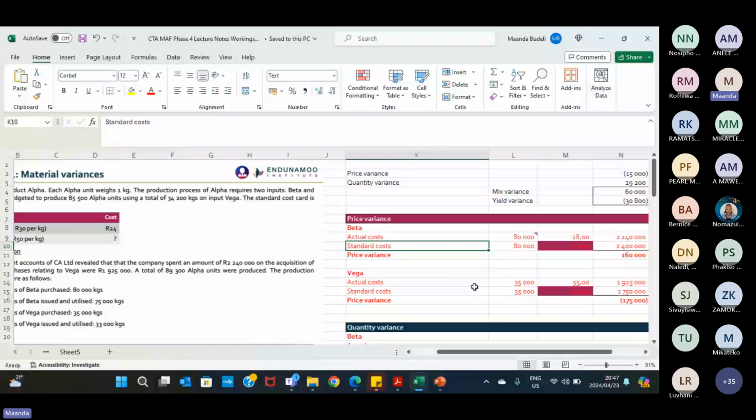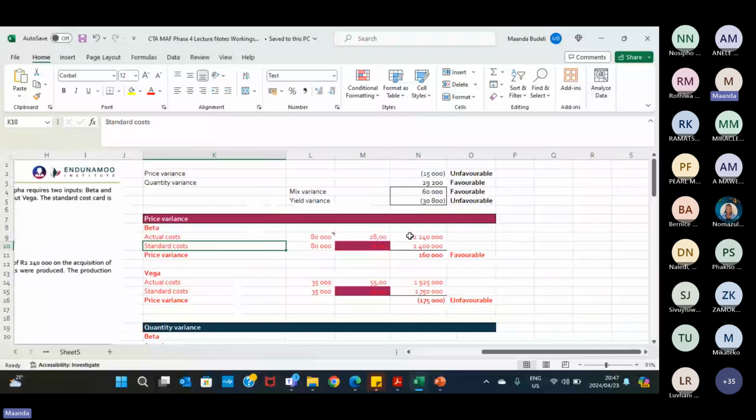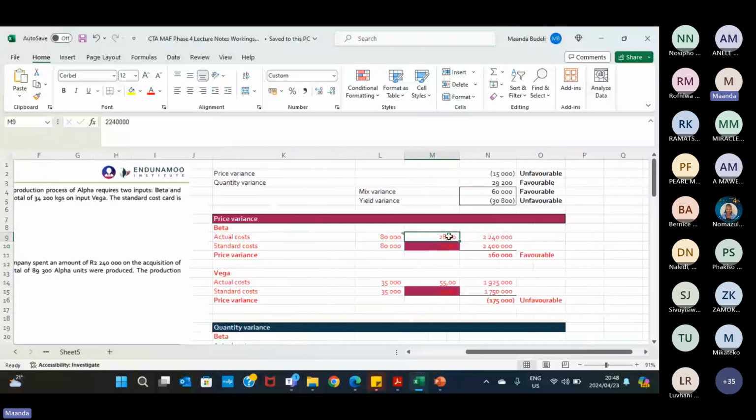I'm being told here that I'm doing beta now because I have two products. So for beta, I know I purchased it. If we go here to the actual information, the management accounts of CA Limited revealed that the company spent 2.2 million. So this is the price that I purchased. If I divide the 2.2 million by the amount of kgs, I see how much was 1 kg, which is 28 rand, which gives me the total amount that I've spent, the 2.2. So this is the actual amount.